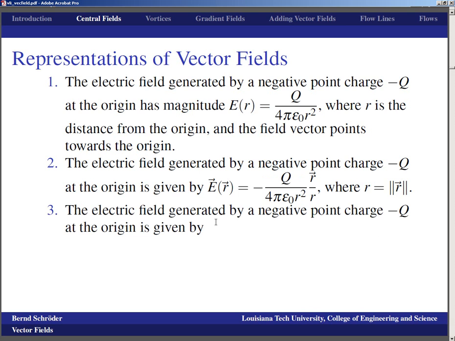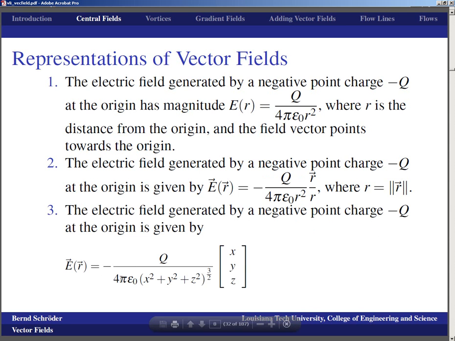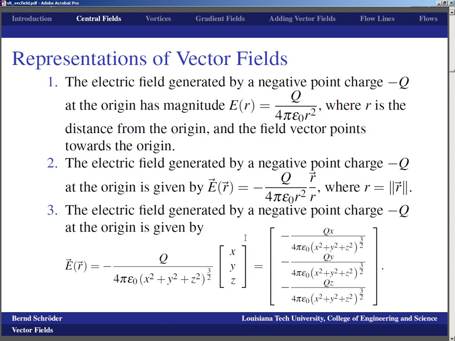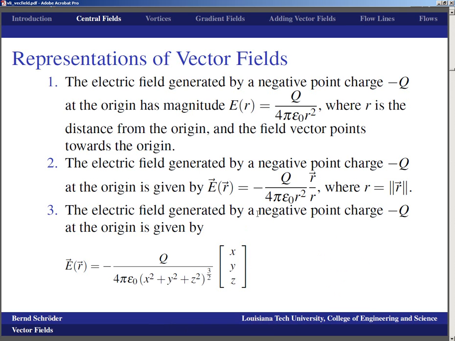Well, finally, this electric field generated by a negative point charge, negative q at the origin, can also be described as given by E of r being negative q over 4 pi epsilon 0 x squared plus y squared plus z squared to the 3 halves times x, y, z. And then, well, let's talk about that first. That's the same field as over here because we still have the negative sign. We have the q over 4 pi epsilon 0. Before, we had r squared here, but now in this formula, we've got r squared times r in the denominator, which is r cubed.